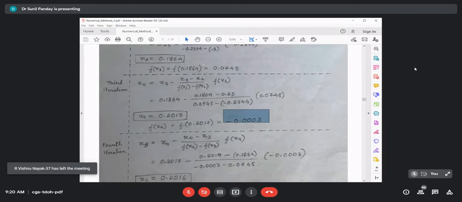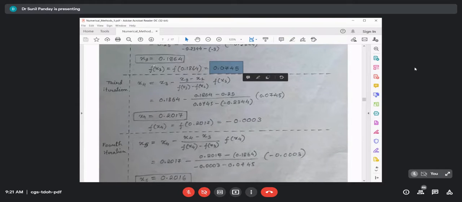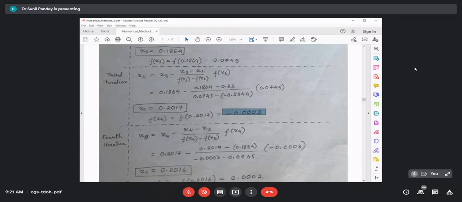In x3 it is like this. So x4 is a better approximation to the root as compared to x3, because the f value of x4 is, in terms of absolute value, about 3 into 10 raised to the power minus 4.